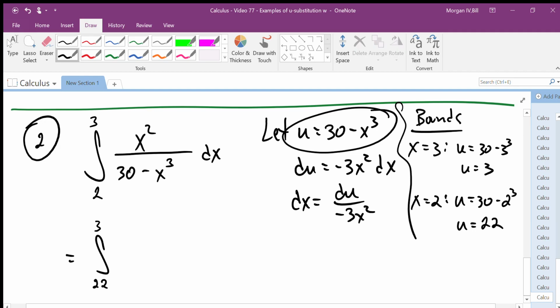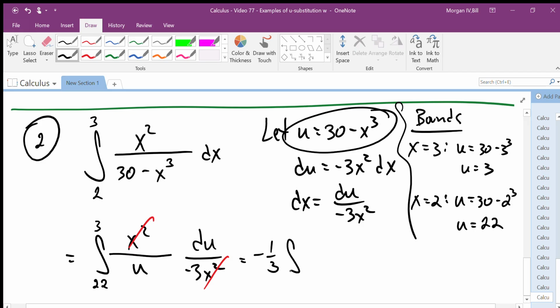We have the x squared, we'll substitute 30 minus x cubed, we'll make that a u, and then dx becomes du over negative 3x squared. This is good because the x squareds cancel, and I'm going to bring a negative 1/3 out front since that negative 3 is in the denominator. And we get negative 1/3 integral from 22 to 3 of 1 over u du.